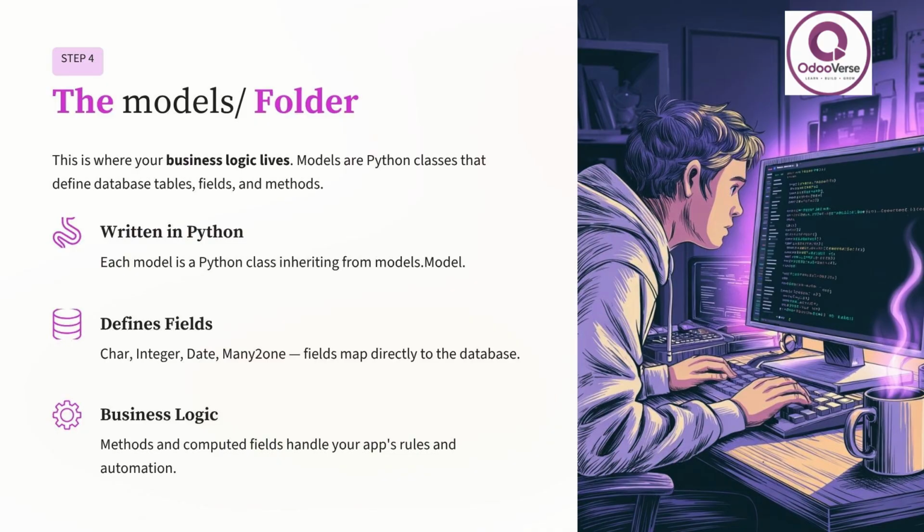Now, let's understand the models folder. This folder contains the business logic of the module. Models are written using Python. Inside this folder, we define database tables, fields, methods, and automation logic. For example, student records, products, customers, and invoices are all managed through models. This is basically the back-end brain of the module.